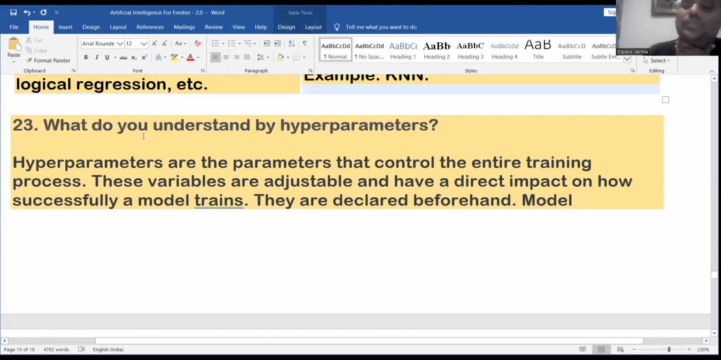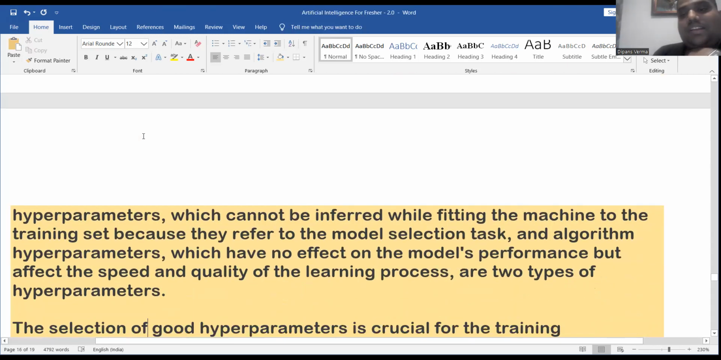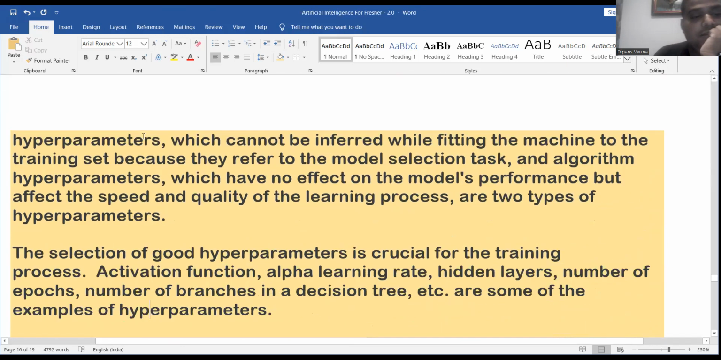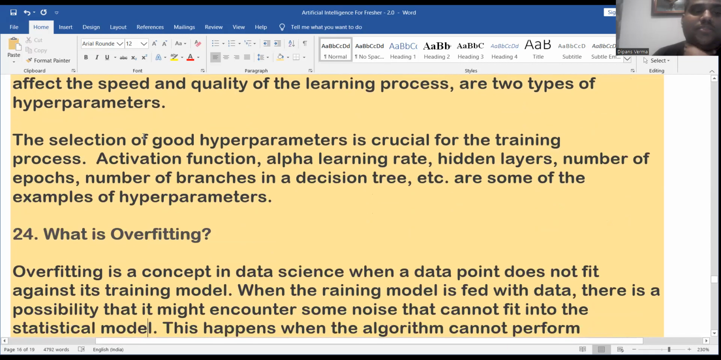Hyperparameters are the parameters that control the entire training process. These variables are adjustable and have a direct impact on how successfully a model trains. They are declared beforehand. Model hyperparameters cannot be learned while fitting the machine to the training set because they refer to the model selection task. Algorithm hyperparameters have no effect on the model's performance but affect the speed and quality of the learning process. There are two types of hyperparameters. Selection of good hyperparameters is crucial for the training process. Activation function, alpha, learning rate, hidden layers, number of epochs, and number of branches in a decision tree are some examples of hyperparameters.